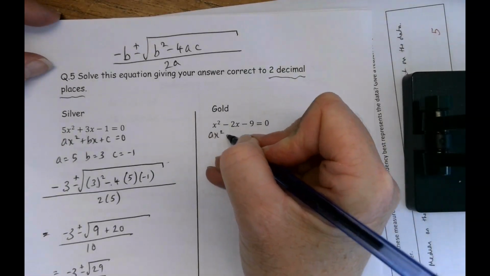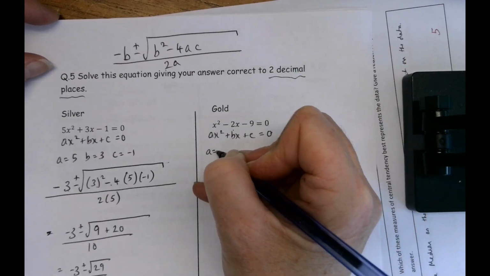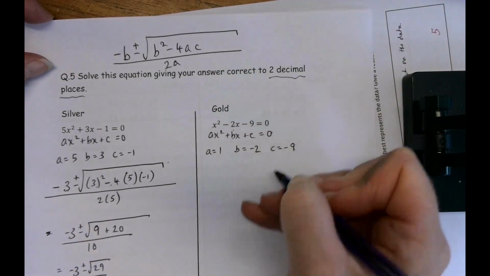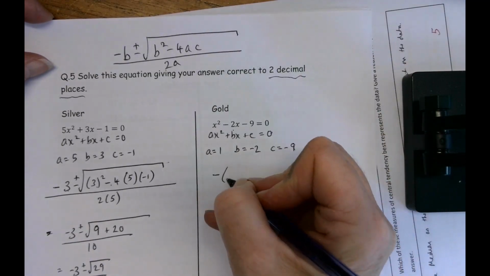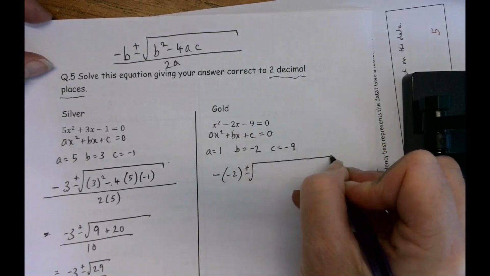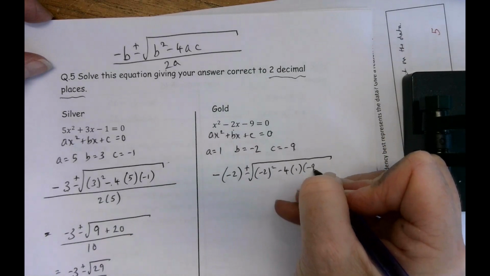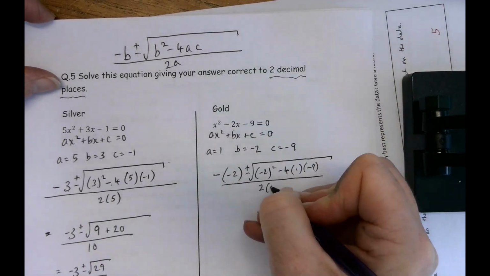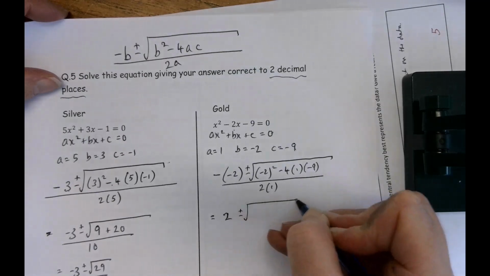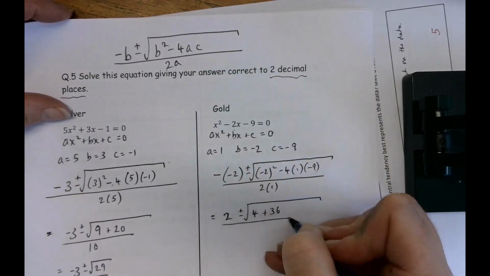Here, in this next one, which is a tougher one, the reason it's tougher is because we've got a negative b. So a is 1, b is negative 2, and c is negative 9. So minus b is going to be minus minus 2, plus or minus the square root of minus 2 squared minus 4 by 1 by minus 9, all over 2a, 2 by 1. So 2 plus or minus the square root of 4 plus 36 all over 2.